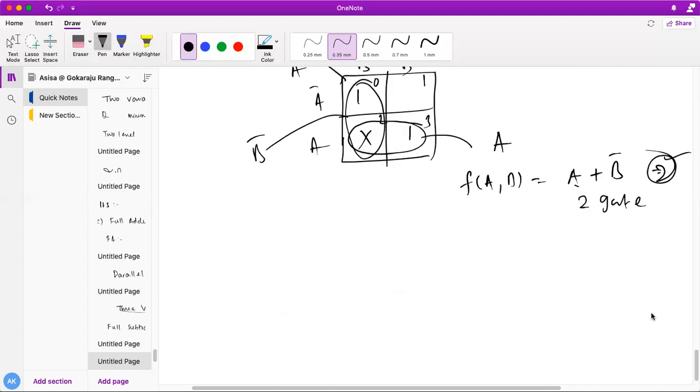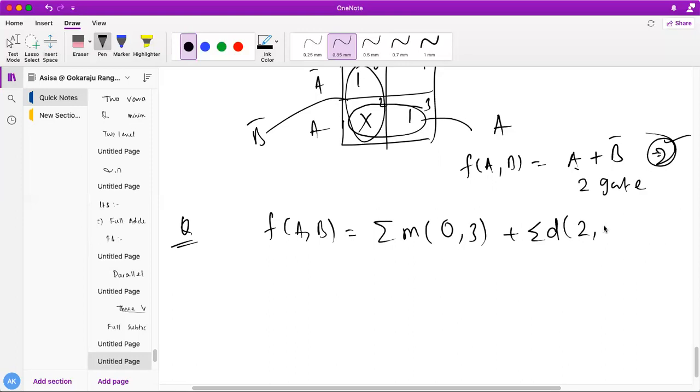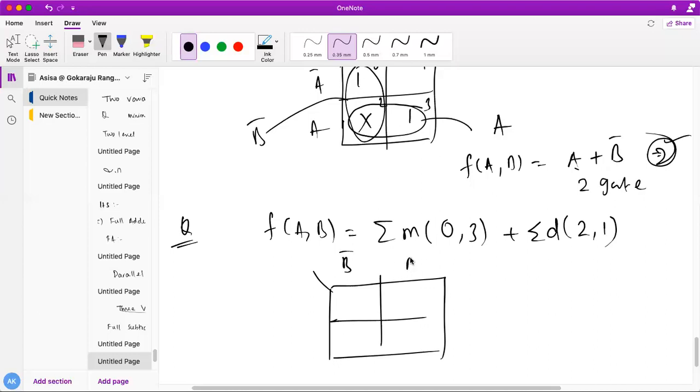Okay. So I'll just do one more example. So f of a b, which is summation of m 0, 3 or summation of d 2, 1. So what you have to do at that time? So this is again my 2 variable K-map, b bar b, and this is my a bar a. And place values are 0, 1, 3, 2. So 0, 3 is present. So I'll put the min terms here, 0 and 3. Other places it's don't care.